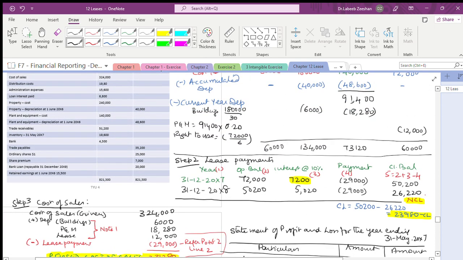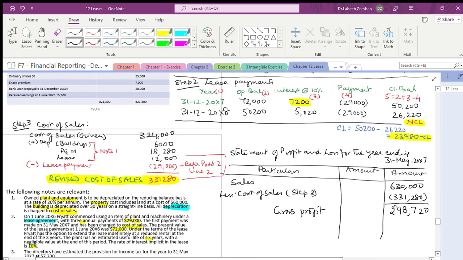Next, you have distribution cost. How much is distribution cost? 19,800. Okay, distribution cost is 19,800.